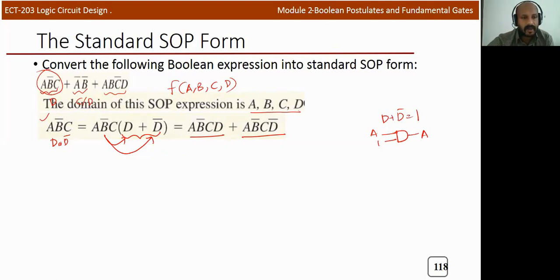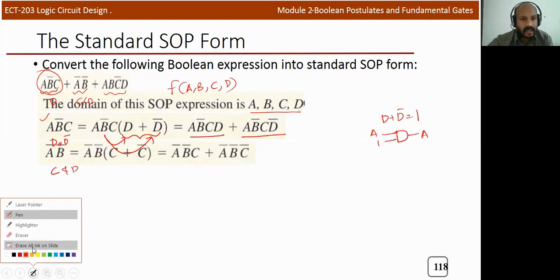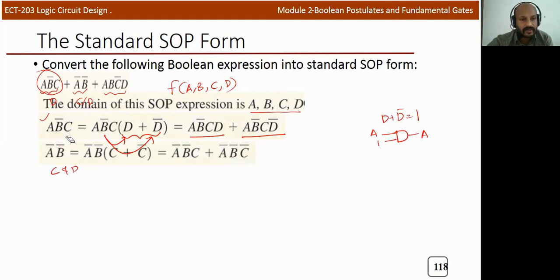Now we can consider A bar B bar. If you consider A bar B bar, actually C is missing and D is missing. So first we can include C. When C is missing, we can add a term like C plus C bar, which is equal to 1, and if you perform AND operation with A bar B bar, you will get exactly the same result, A bar B bar. Now we can expand this, so you'll get A bar B bar C plus A bar B bar C bar.